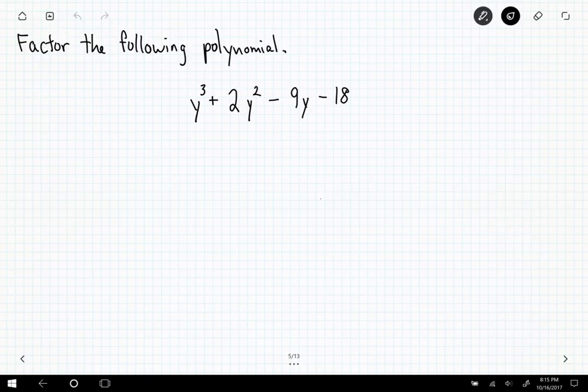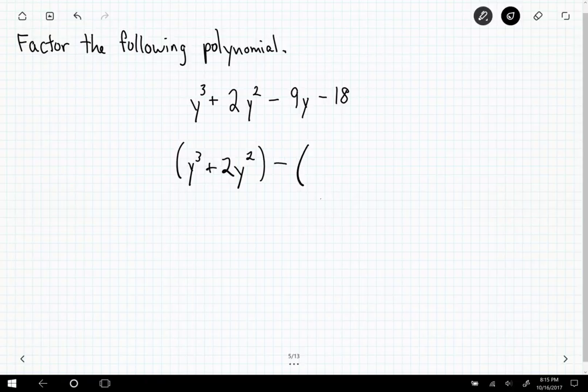And what I'd recommend is actually grouping the first highest two powers together. So y cubed plus 2y squared. And the second two. What we'll do on the second two, though, since they're both minus, I'll factor out a minus from both terms, and we can write this as 9y plus 18. And the reason why is when we distribute this minus sign, the negative times the positive makes it negative in that second term. So keep that in mind.